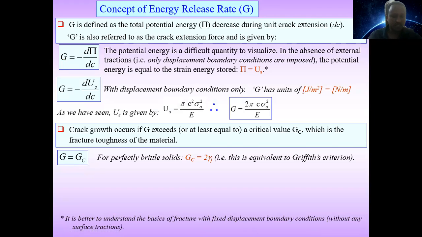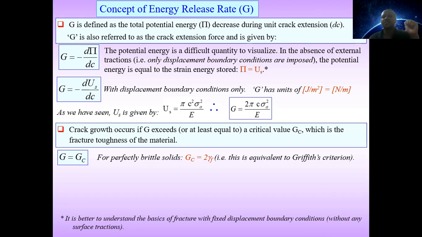So, the concept of energy release rate, or G. G is defined as the total potential energy, pi, decrease during unit crack extension, where dc means a small change in crack length. G is also referred to as the crack extension force, and is given by G equals minus d pi over dc. Here pi is the total potential energy.